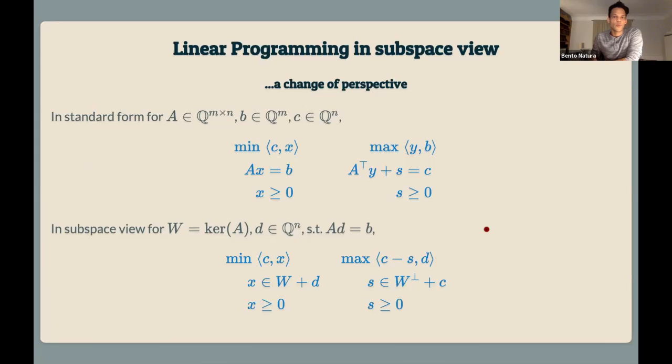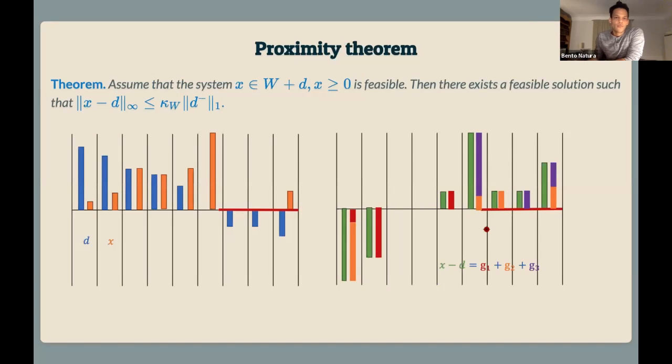Having this view, we have the following proximity theorem. This here is the primal feasibility from the previous slide. Now assume that the system is feasible, then there is also a feasible solution that is close to our vector d. And by close, we mean this is the circuit imbalance kappa times the negativity of d. I just want to give in the short version an idea of how you would prove the theorem. In the long version, I give a proof. But here, what we do is decompose this vector x minus d that lies in W, and if you circuit decompose that, you can show that indeed this proximity theorem holds.